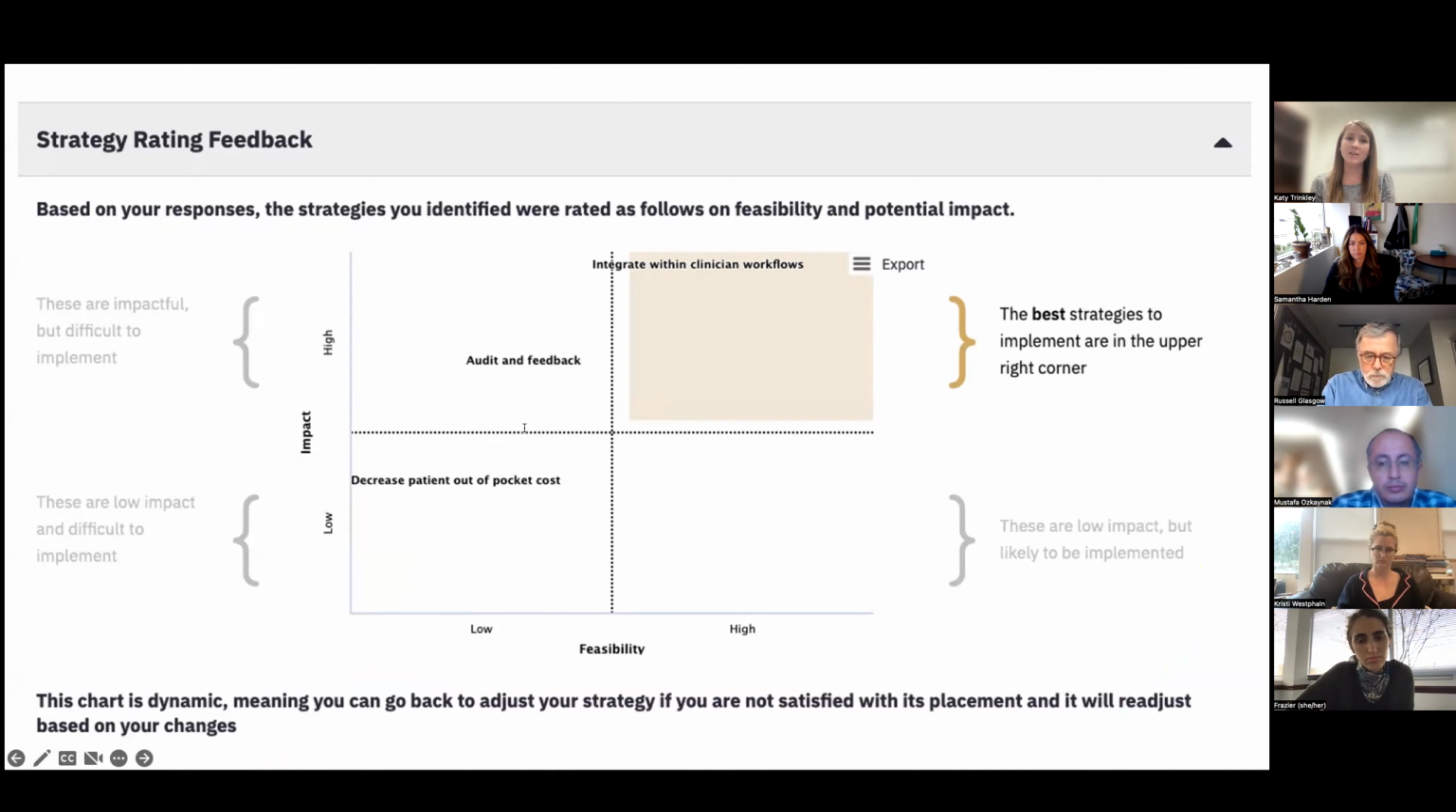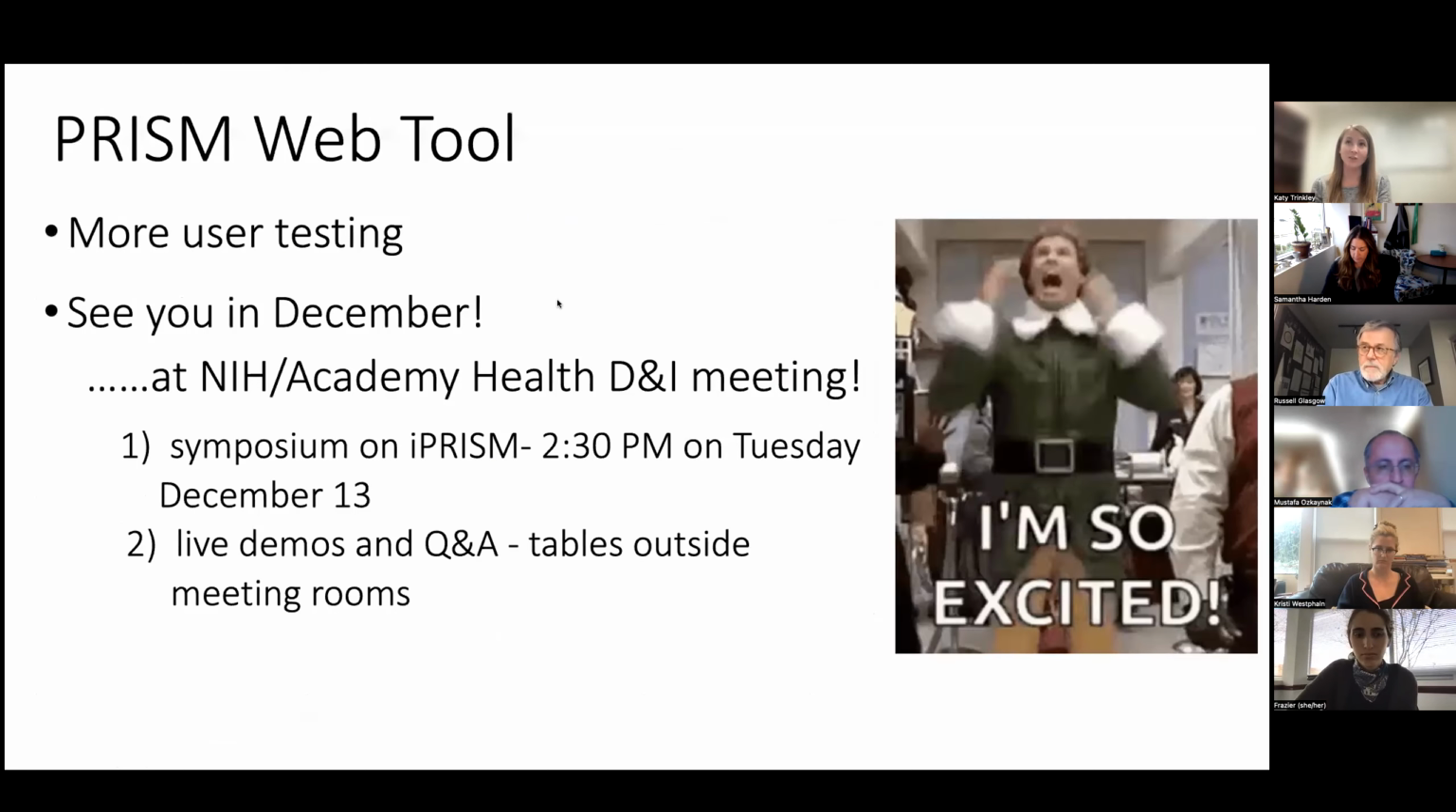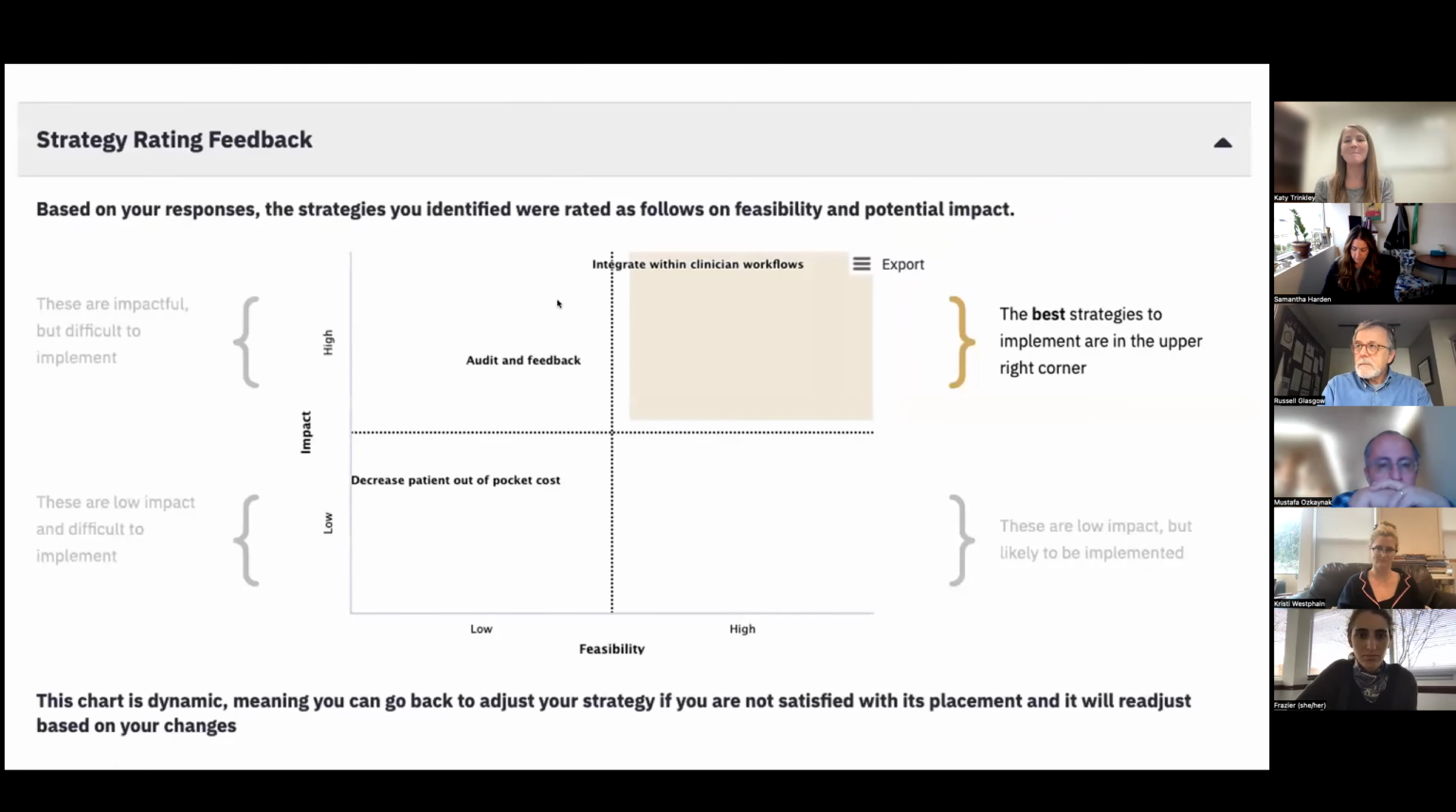And so the graph here pushes them to prioritize doing those in the upper right quadrant that are highest feasibility and highest impact. And then they can also print this slide. More to come, so we can go to our excited slide.